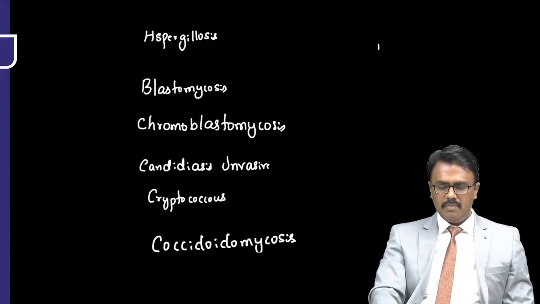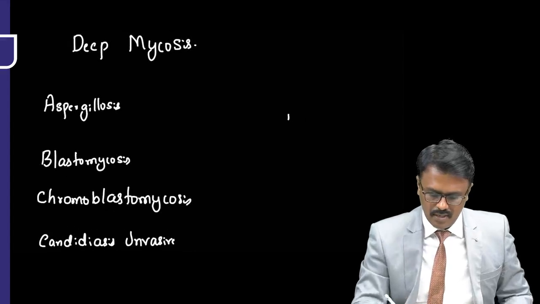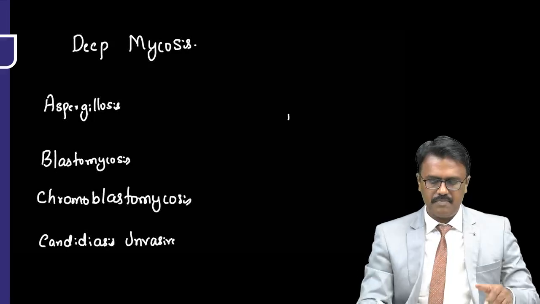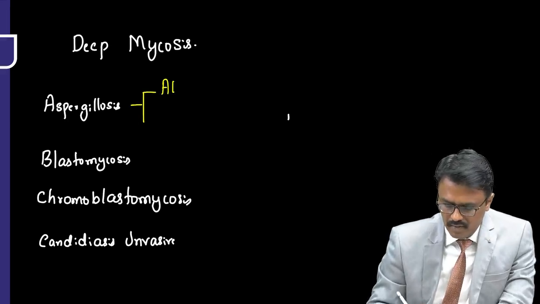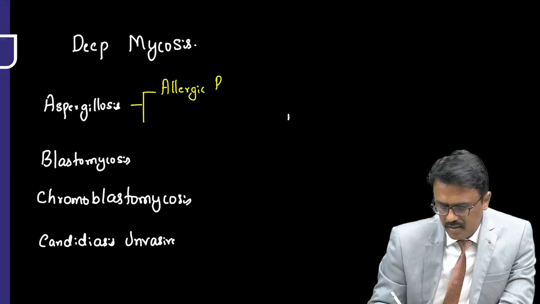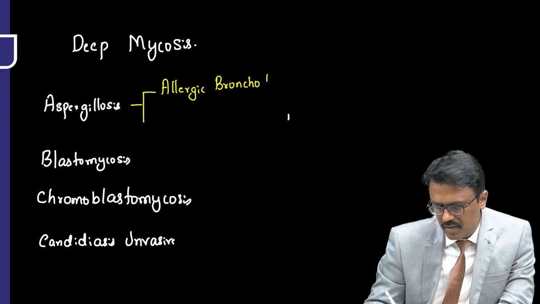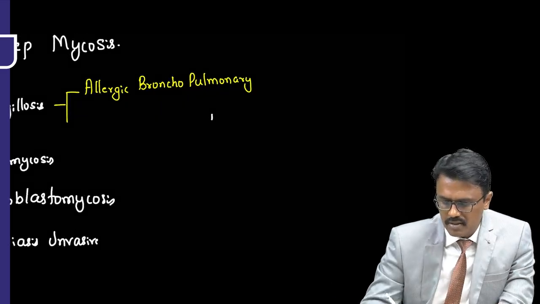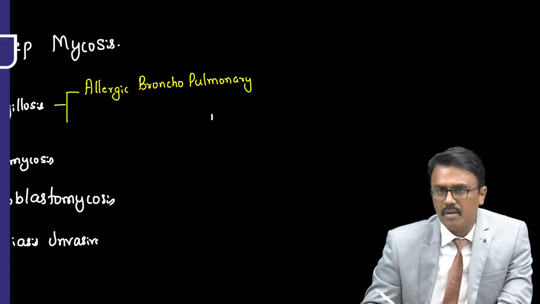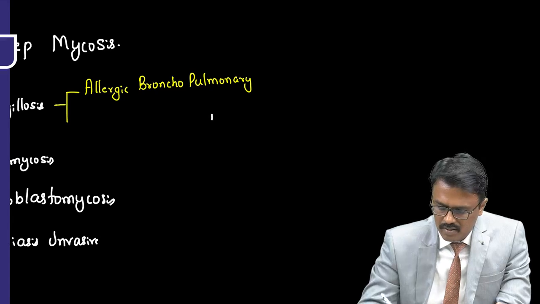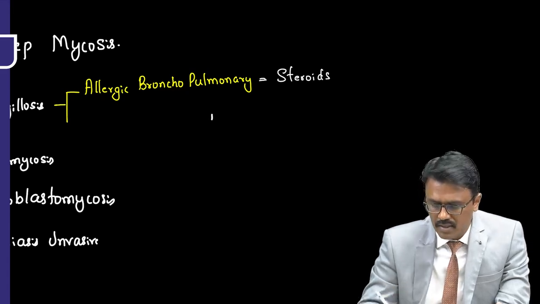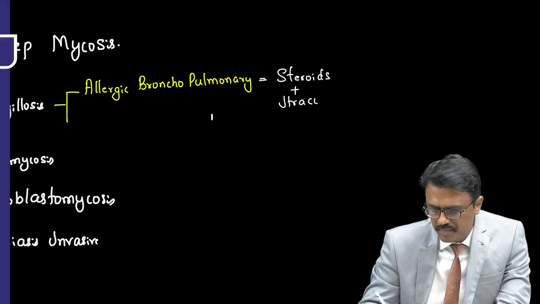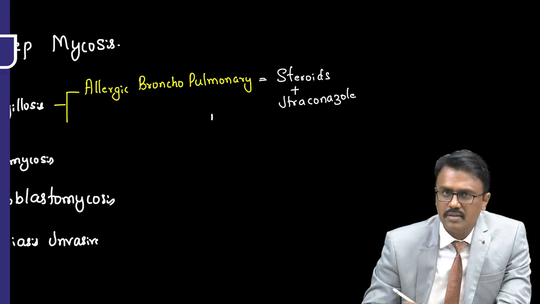Now if you come to the deep mycotic infections, very much important, the management of deep mycotic infection. So Aspergillus, two important conditions. The allergic one, allergic bronchopulmonary aspergillosis. As the name suggests, it's allergic. So for allergic phenomenon, what is better? What we can give is steroids. Now if I give steroids only, you know that they are immunosuppressant. Along with that, we add itraconazole for that.